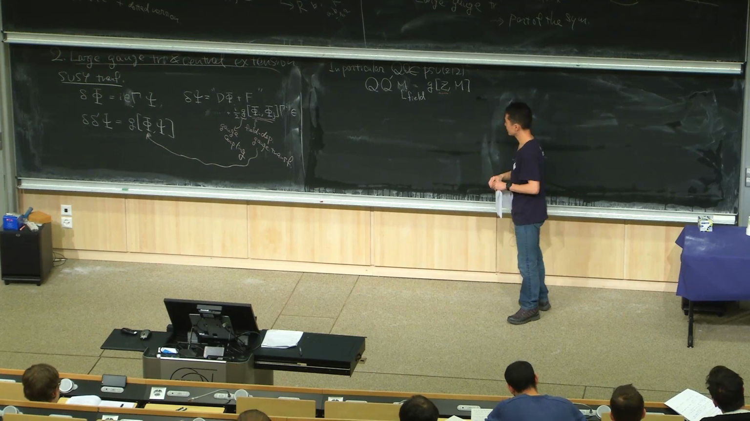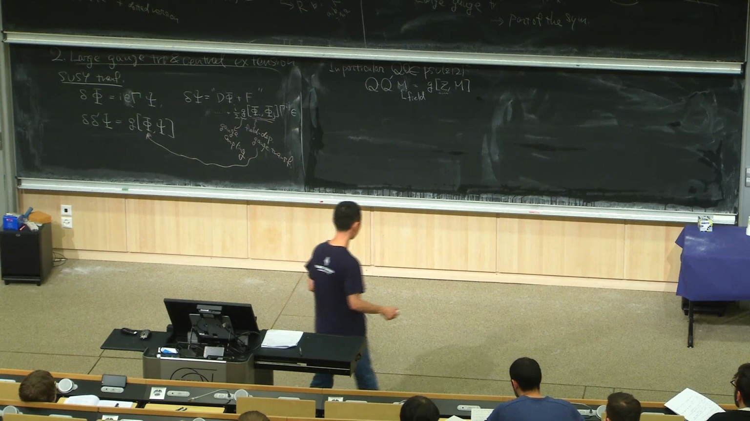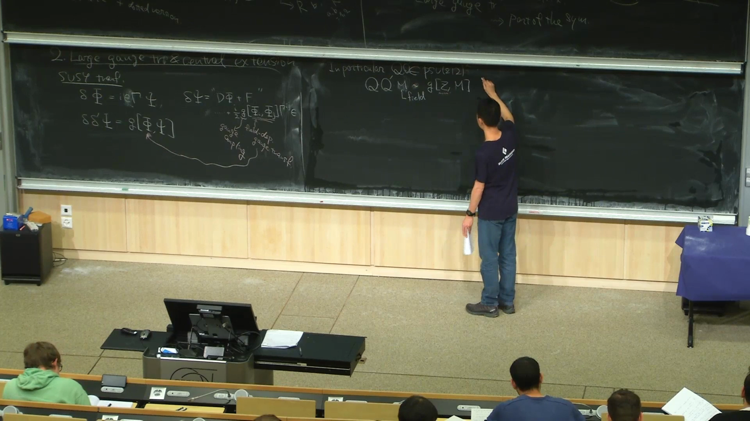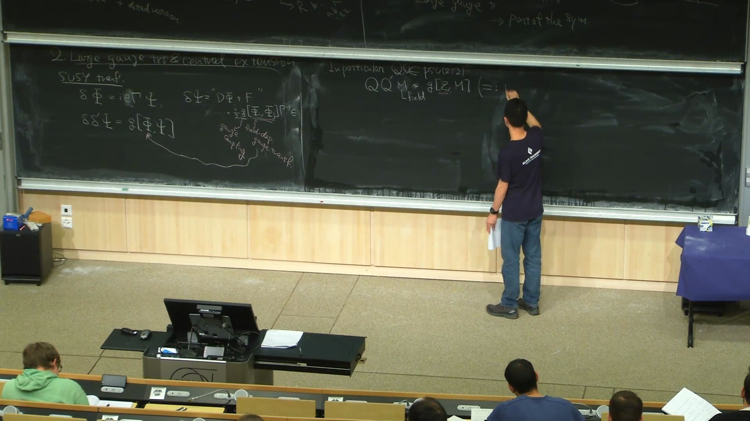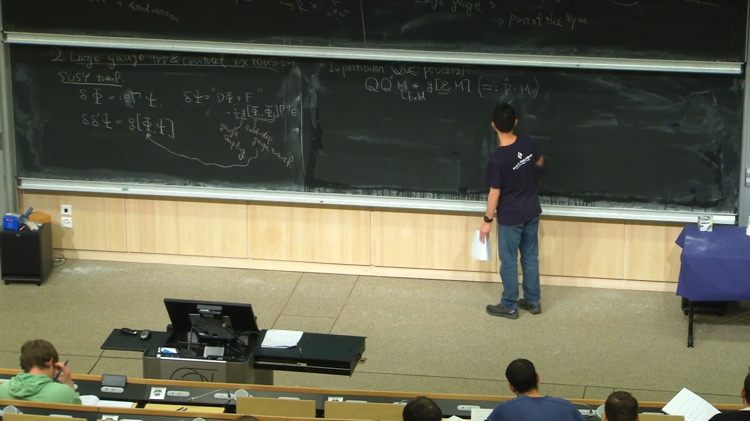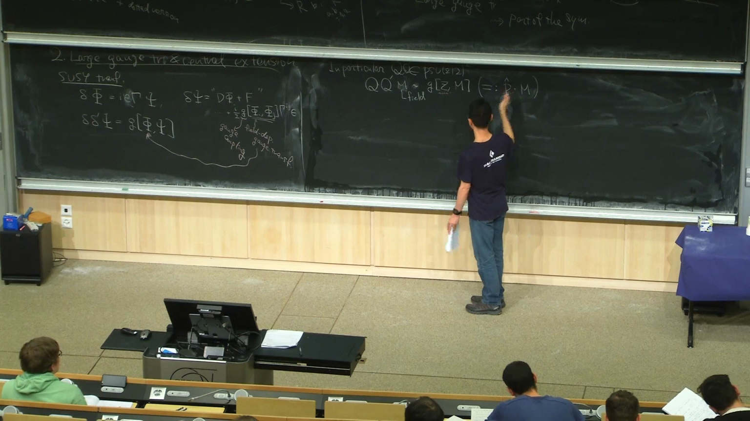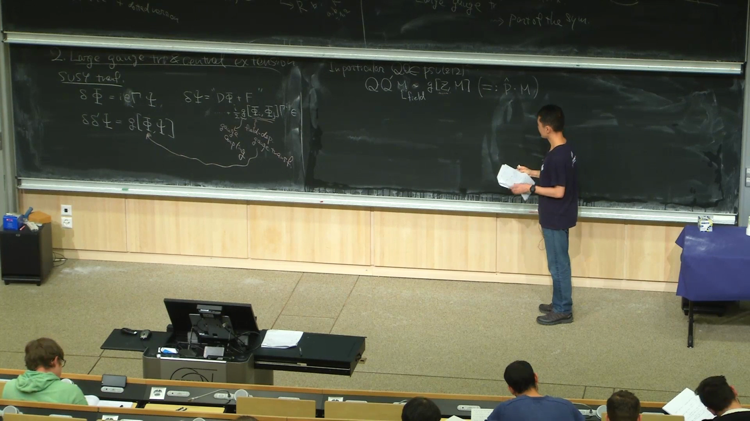Maybe it's not still clear why this is interesting or why this is useful, but let me explain why this is useful. In order to do that, let me write this field-dependent gauge transformation in this way. So P is a kind of generator of this field-dependent transformation. So this is actually very interesting.